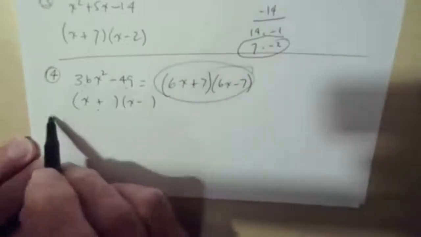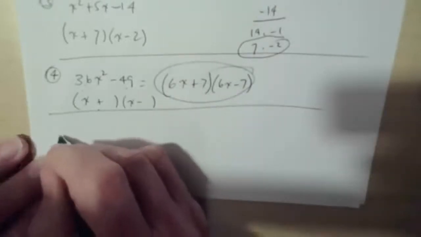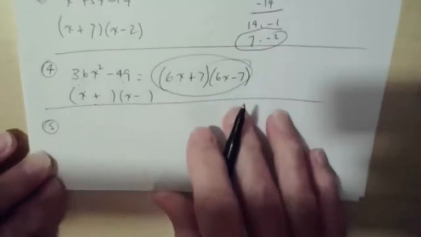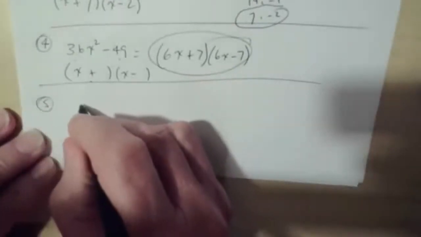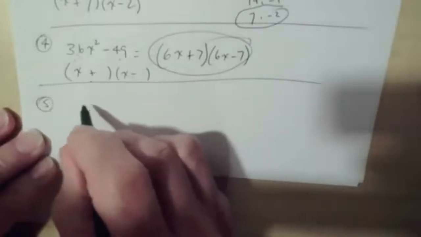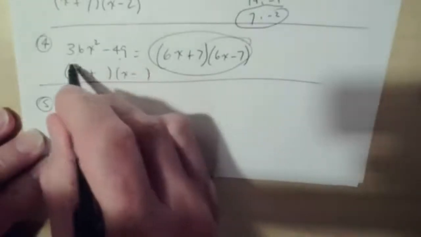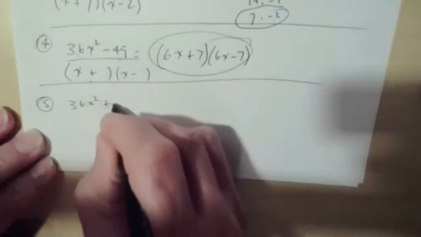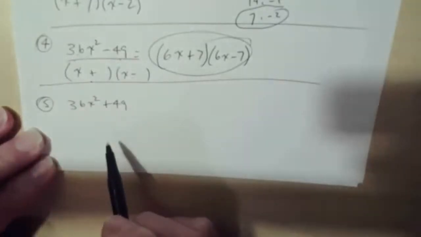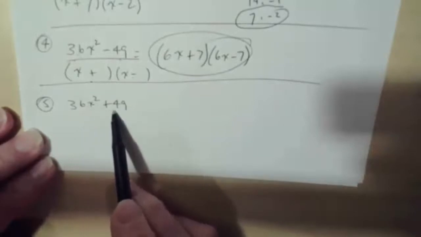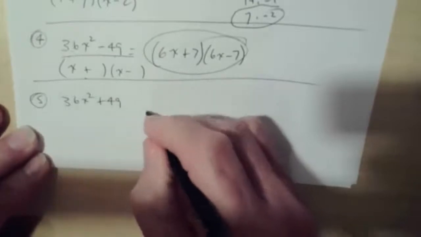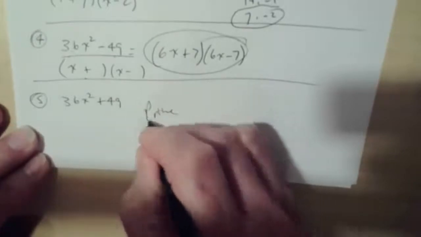Number 5 is, let's say it's the same thing as this. 36x squared plus 49. Now this is the sum of 2 squares, and there's no way you can factor this, so this one is prime. Right, right.